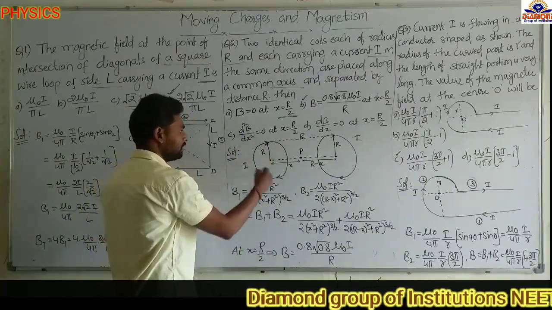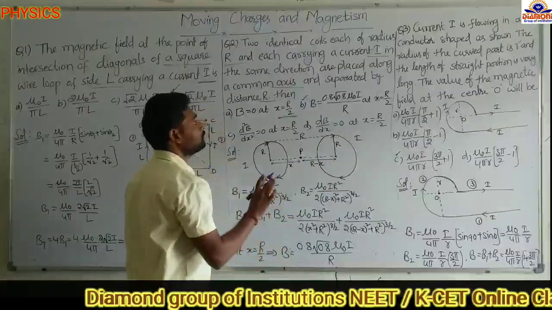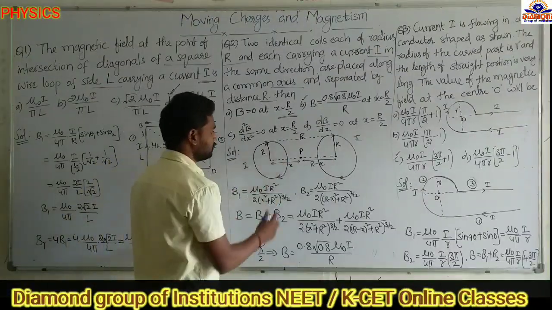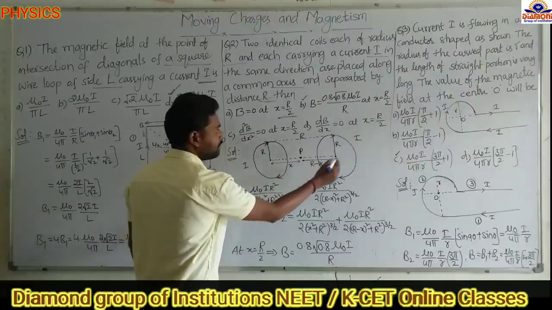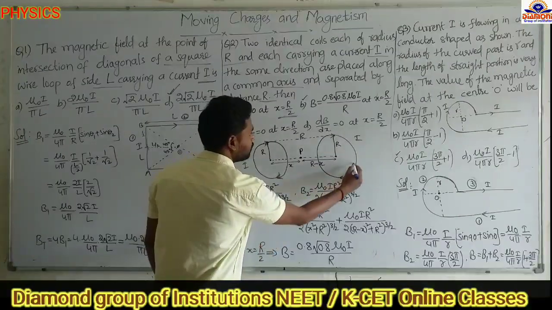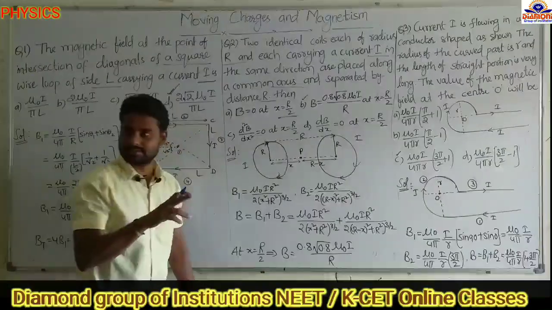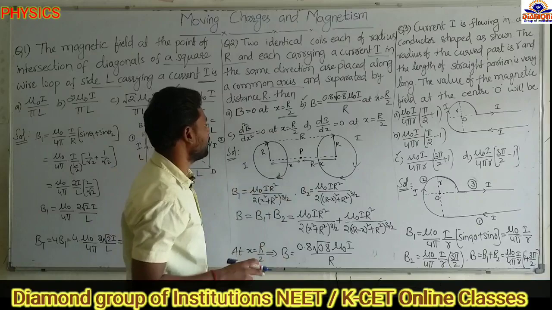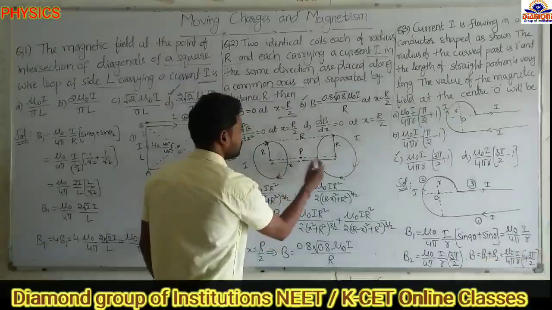Okay, I took the 2 coils here, and next, they mentioned the current flowing through the 2 coils in the same direction. So I am considering the clockwise direction. In both the coils, the current direction is clockwise. And next, the coils are placed along the common axis. So this is the common axis.